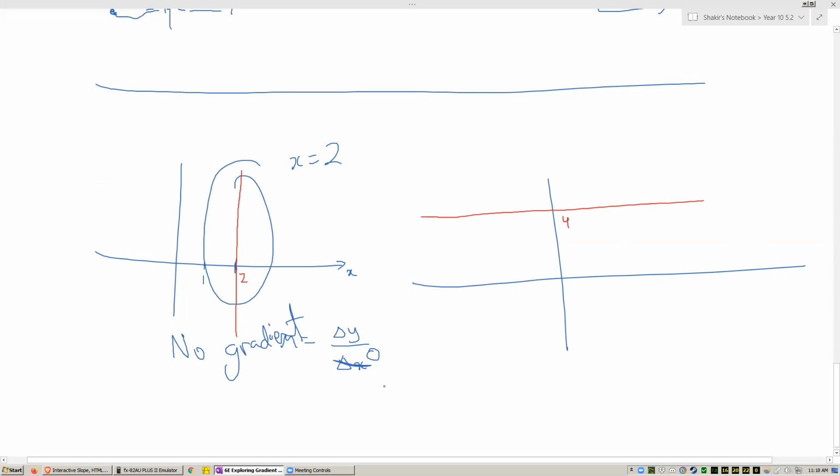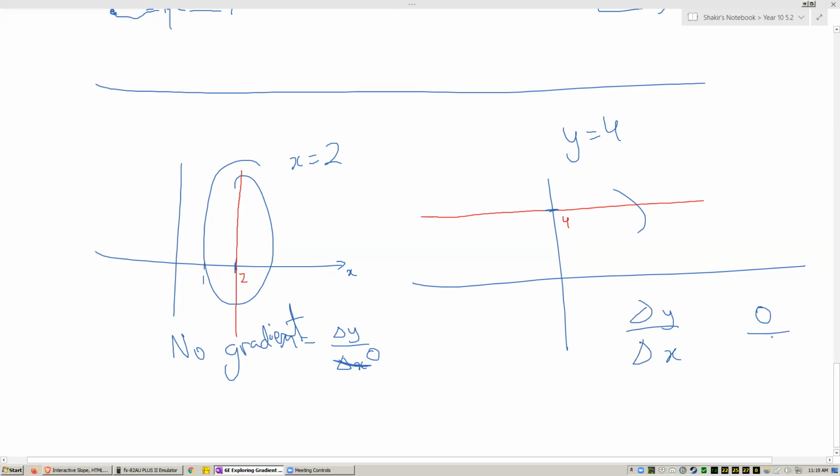X is not changing. Now, over here on the right-hand side, we have a horizontal line, and the equation of this line is y equals 4. But what is the gradient of this line? Change in y over change in x. Let's think of it in terms of this. How much is y changing? Y is not changing at all. Y is always going to be 4.